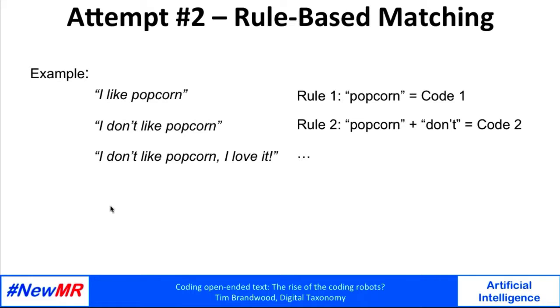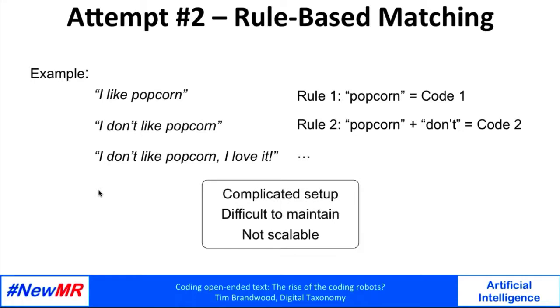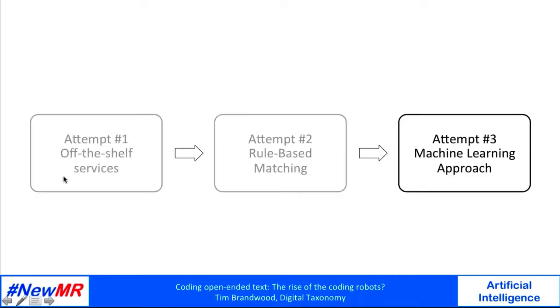So we felt a rules-based approach was inappropriate because it's complicated to set up and therefore quite difficult to maintain, and not scalable. And we were looking for something that didn't require lots of setup and maintenance and fiddling, something that can work automatically out of the box. So that led us to turn to AI to look at machine learning approaches.